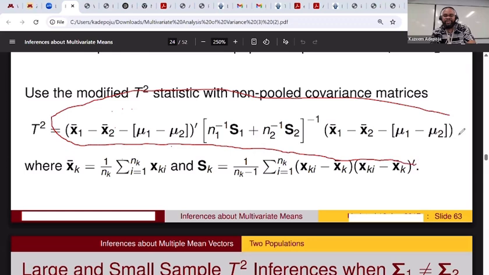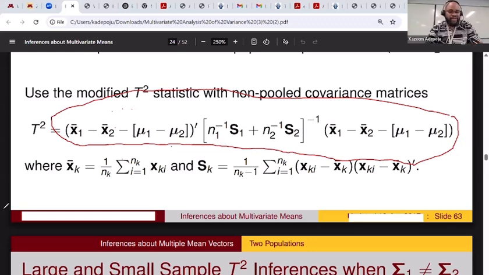You are never going to see a pooled covariance anymore. We only put pooled covariances when it is assumed that the population covariances are the same. But right now, they are not the same. So each group is going to maintain its covariance structure. Can you see the t-square right now?